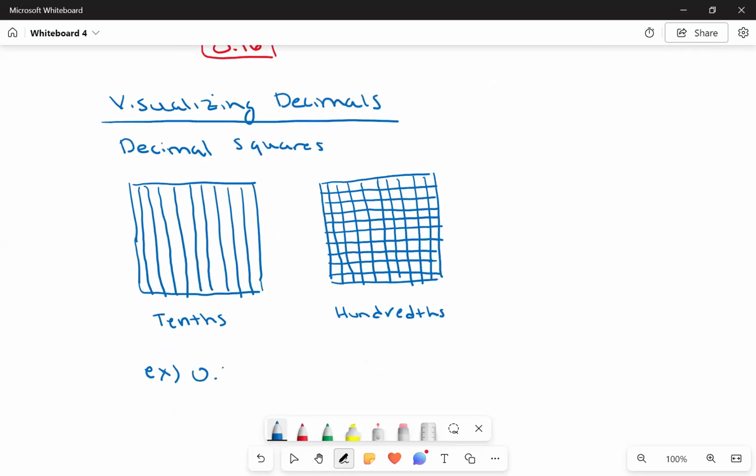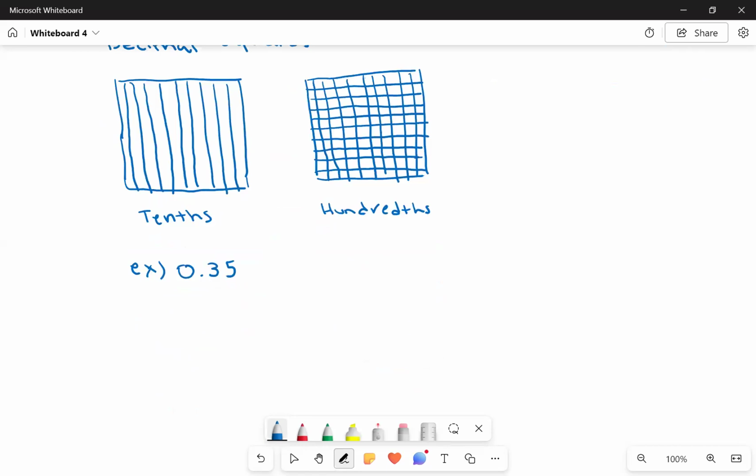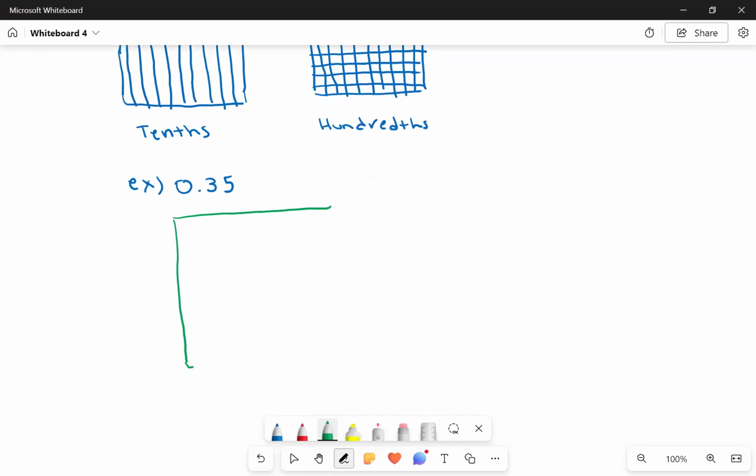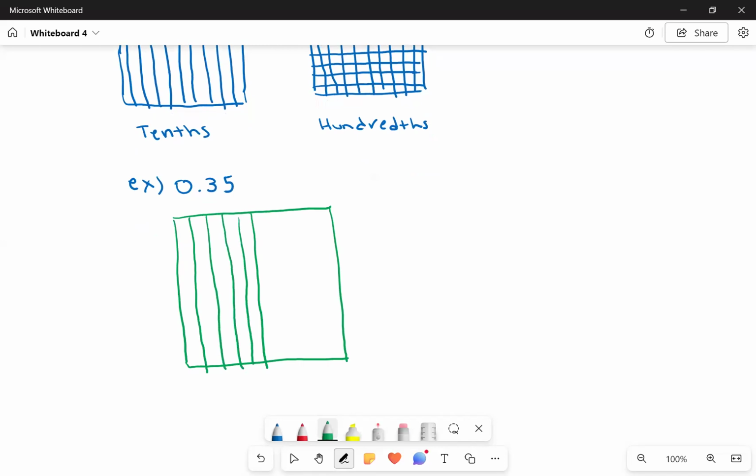All right. Let's do a couple visualizations. Let's say we want to draw out 0.35. Of course, we're going to have to use the hundredths to do it, simply because 5 is in the hundredths place. Sorry, I'm going to make it just a little bit bigger. Okay, I think I got it right. 1, 2, 3, 4, 5, 6, 7, 8, 9. Yeah, all right. 9 lines gives me 10 divisions.